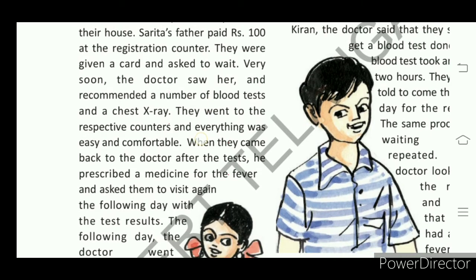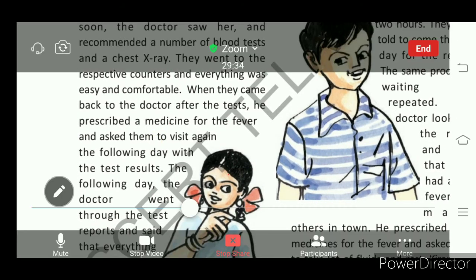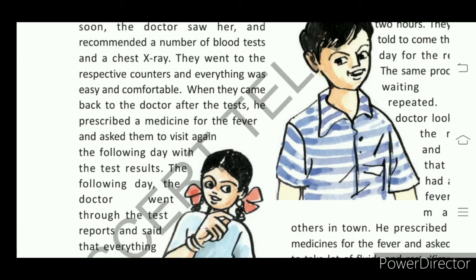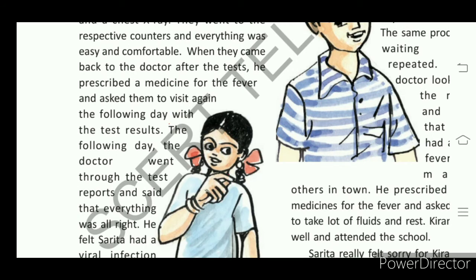So coming to the point here, as Sarita reached the doctor, the doctor recommended a blood test and an x-ray of the chest to find out what was wrong. So they went to a counter where the blood test and x-ray were taken. When they came back to the doctor with the tests, based on the x-ray report and blood test report, the doctor prescribed a medicine for the fever and asked them to visit again the following day. That means the next day after the test results.